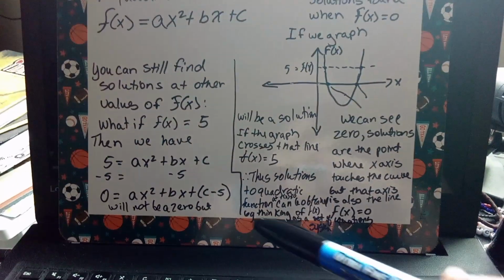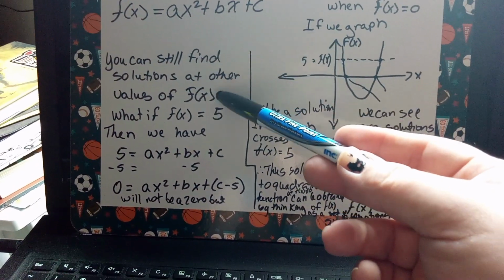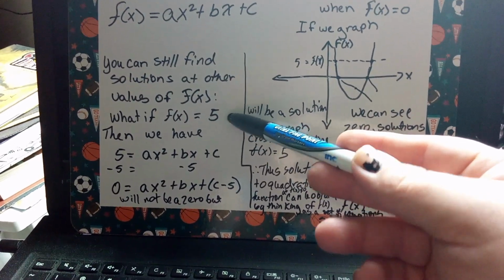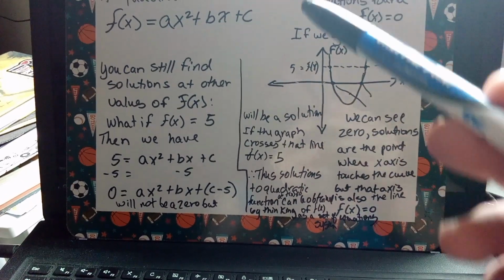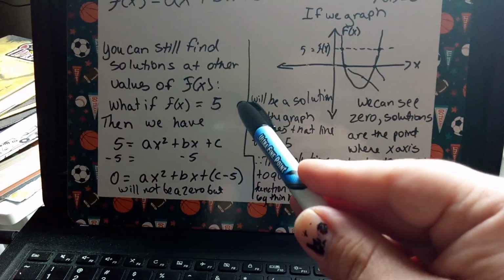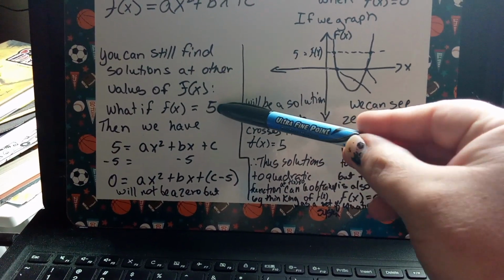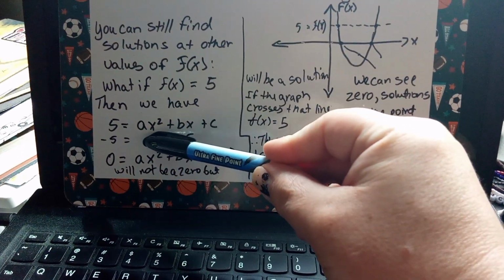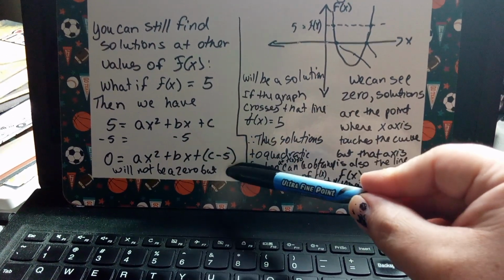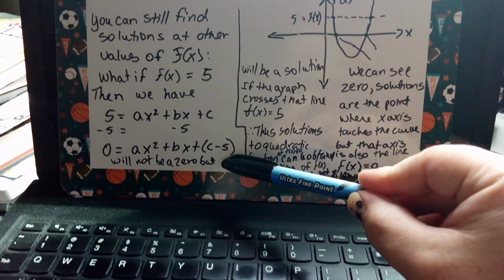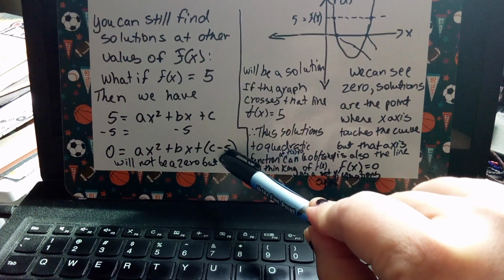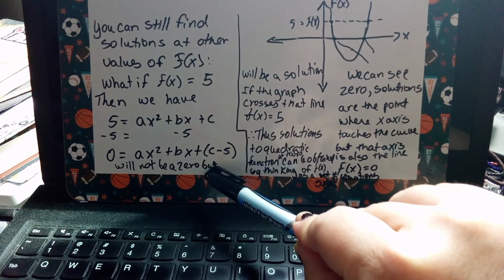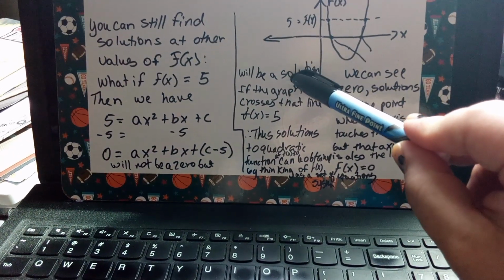But that brings me the question: can I still find solutions under other values of f of x? What if f of x is equal to 5? If I want to use any of the methods that we normally use, I will just have to rearrange. I will set f of x equal to 5, then subtract, and rearrange it so it looks like the standard form of the quadratic equation. We know now that c will be reduced by 5, and I will not be able to call this a 0, but it will still be a solution.